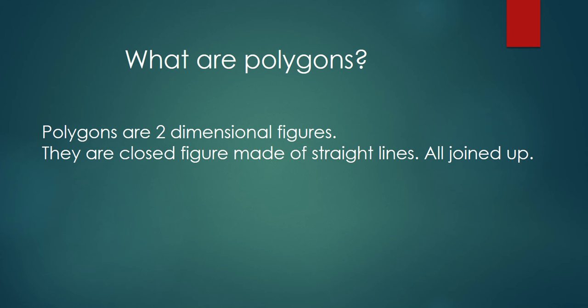Now what are polygons? Polygons are two-dimensional figures. They are closed figures. If I want to draw a polygon with lines, they are made up of straight lines. I cannot make it closed with one or two lines, so I need at least 3 lines to make a closed figure. So triangle is the first polygon. Now if I want to talk about a circle, a circle is not a polygon because there is no straight line.